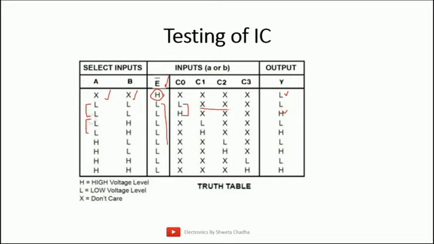Second case, 0, 1. When the select lines are 0, 1, output is C1. So if C1 is 0, output is 0. If C1 is 1, output is 1. Third case, when the select lines are 1, 0, output is C2. You can have a look over here. When C2 is low, output is low. When C2 is high, output is high. And the last case is 1, 1, that is high signal. For that, C3 is going to be the output. So in this manner you can test the multiplexer IC on the digital trainer kit, to see whether your multiplexer IC is working perfectly fine or not.